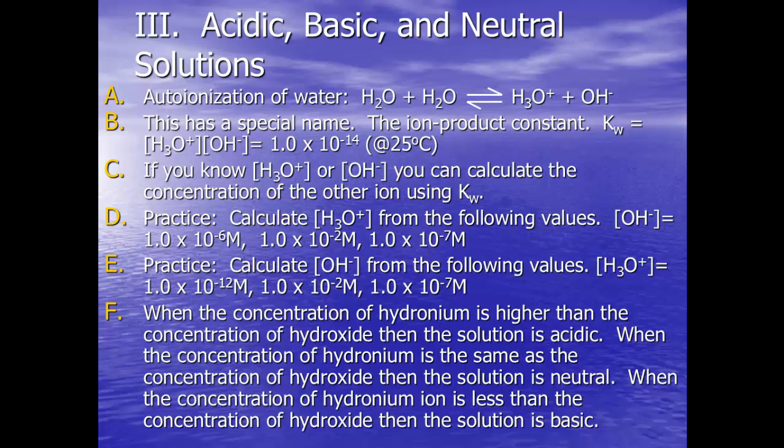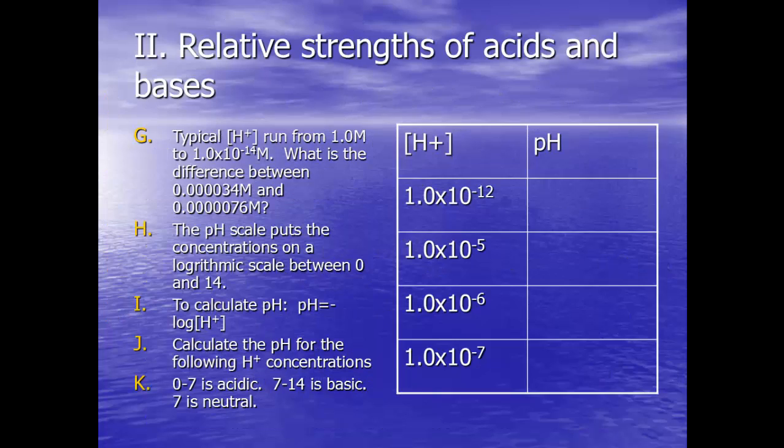When the concentration of your hydronium, or H3O+, is higher than the concentration of hydroxide, or OH-, then your solution is acidic. When they're the same, then your solution is neutral, and that will always be at a concentration of 1.0 times 10 to the negative 7th. And when the concentration of hydronium ion is less than that of your OH-, then you have a basic solution. So typically, your H+ concentration runs from 1 molar to 1.0 times 10 to the negative 14th molar.